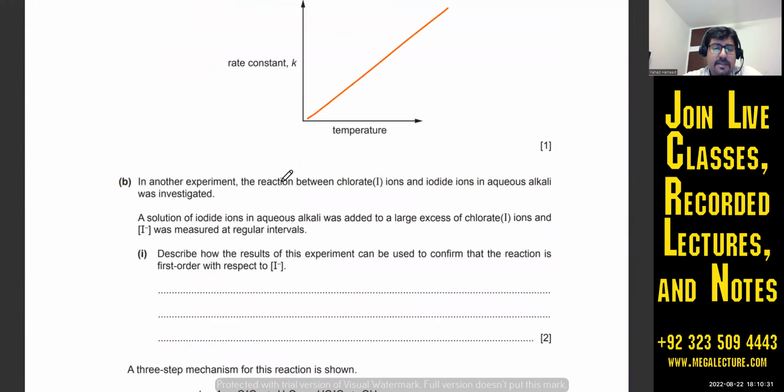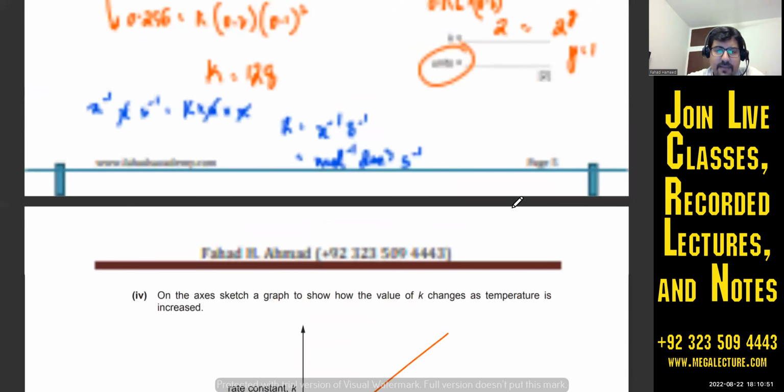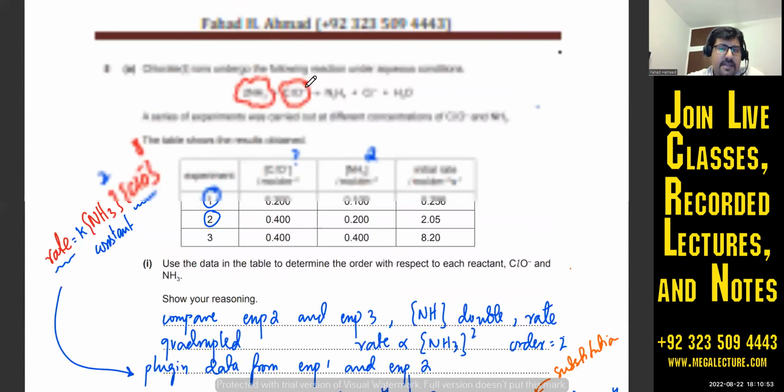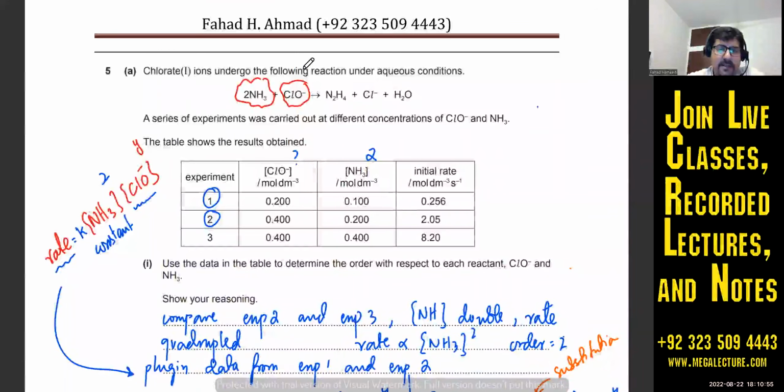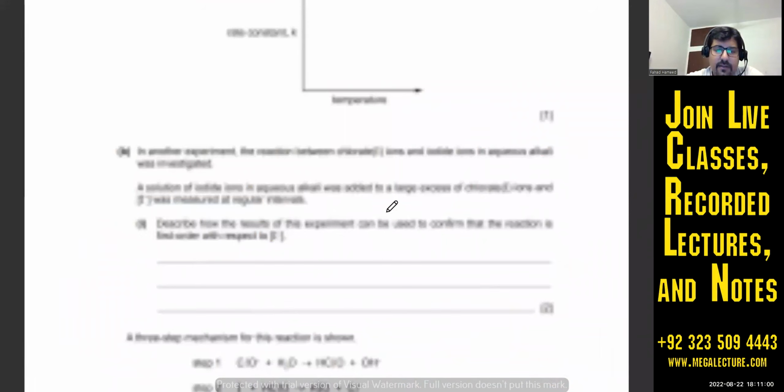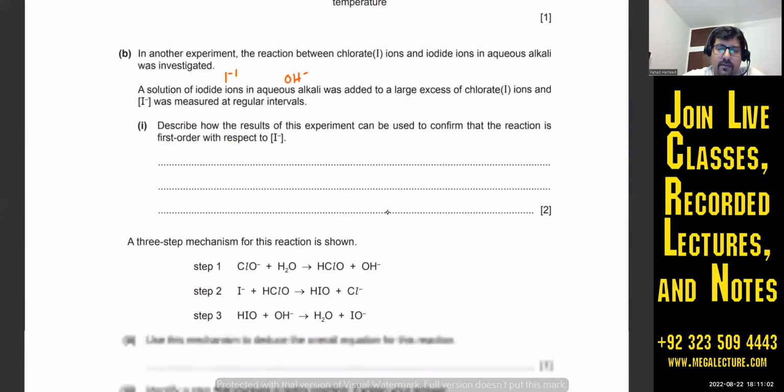In another experiment, the reaction between chlorate ions and iodide ions in aqueous alkali was investigated. A solution of iodide ions in aqueous alkali, iodide is I minus 1, that's always minus 1, right, was added to a large excess of chlorate 1 ions. I don't know what chlorate 1 ion is. See here, this is ClO minus 1. That's chlorate 1 ions. So ClO.